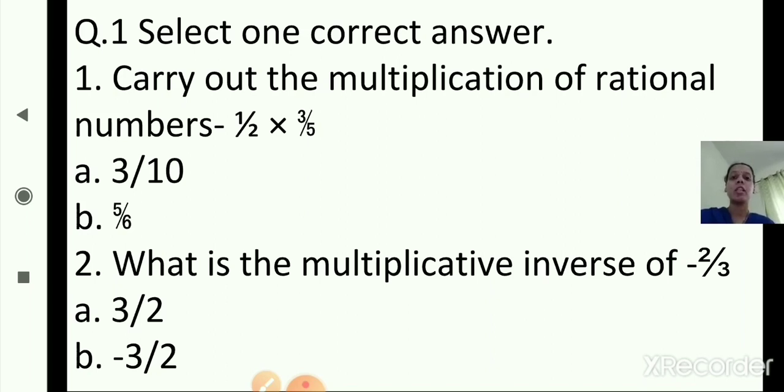Now here options are given. From the options you will select one correct answer. This is for 1 mark. So the first question is: carry out the multiplication of rational numbers.